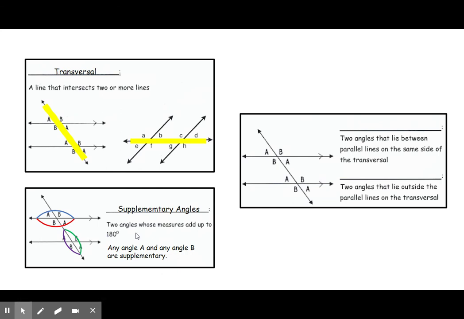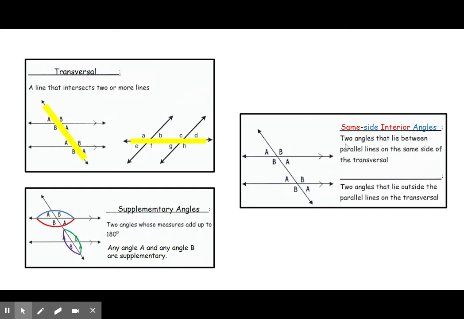All right, so now let's talk about same side interior angles. What we mean are two angles that lie between parallel lines on the same side of the transversal. So if I look, here's my parallel lines. They don't touch, they're parallel. Here's my transversal, or the line that is intersecting those two parallel lines.